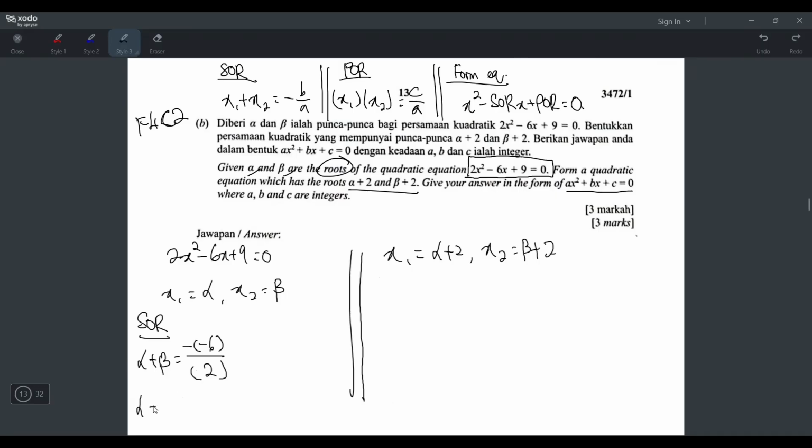Okay lah, let's continue. Alpha plus beta equals positive 3. Okay, this one cannot do already because got 2 unknowns. So we just leave it. Go do the POR now.